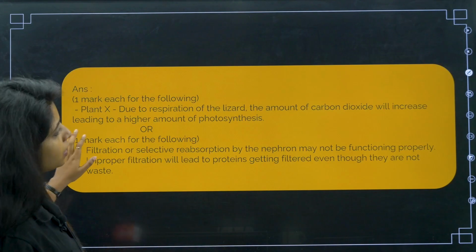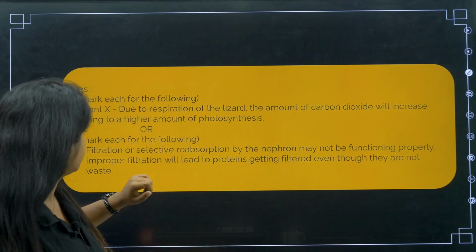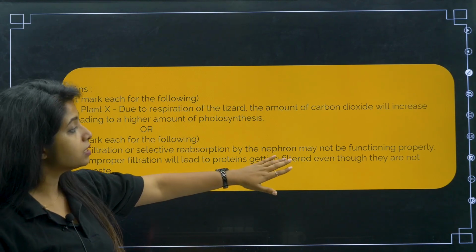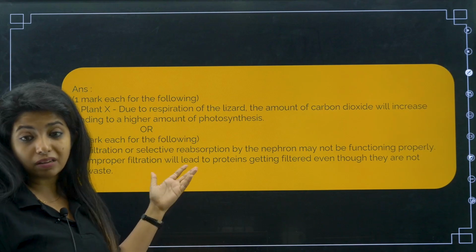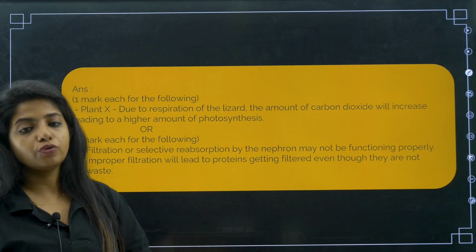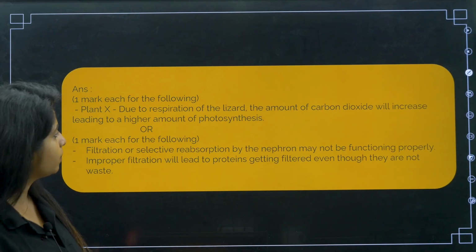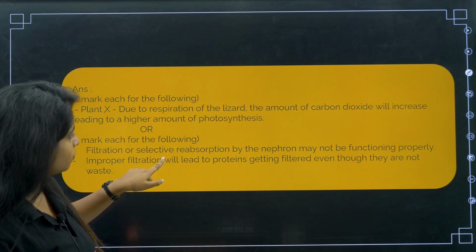So, how do you frame the answer here? Filtration or selective reabsorption by the nephron may not be functioning properly. Now, you have to justify. Improper filtration will lead to proteins getting filtered even though they are not waste. They are not waste, but since this is improper filtration, they are also going to get moved out. Get it? So that is how you have to frame the answer. Here you get 1 mark for this, 1 mark for this, here you get 1 mark for this and 1 mark for this.